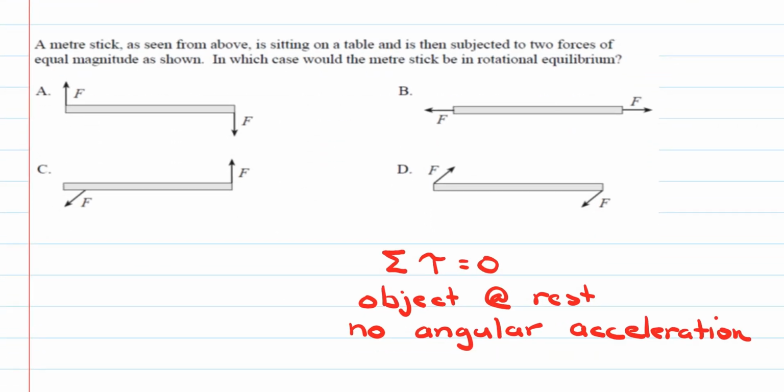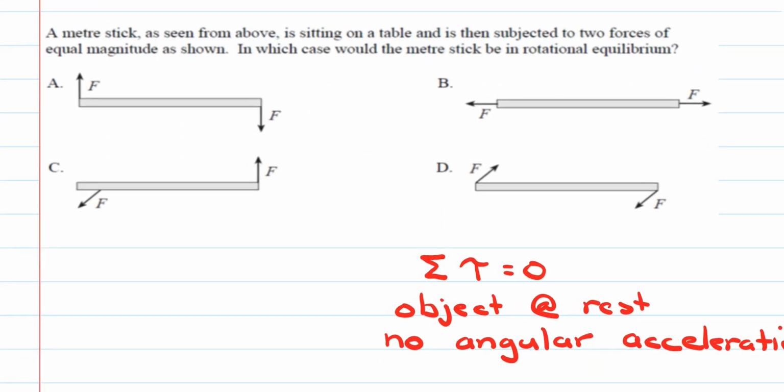Another theory-based question here. So we have a meter stick in all four situations. So here are your 4 meter sticks. And for this question, we're actually looking at the meter stick from above. That's kind of key here, right? We're looking at it from above. So keep that in mind when you're looking at these meter sticks.